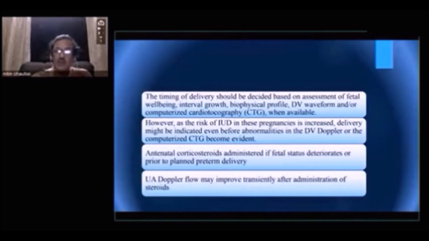But basically, close monitoring is very, very important. But we don't wait till the end when the ductus becomes grossly abnormal. We need to intervene or deliver even before that. Very often, when you have reached a good age, you might give steroids. Remember that very often after giving steroids, the umbilical artery flow may improve transiently for some time.